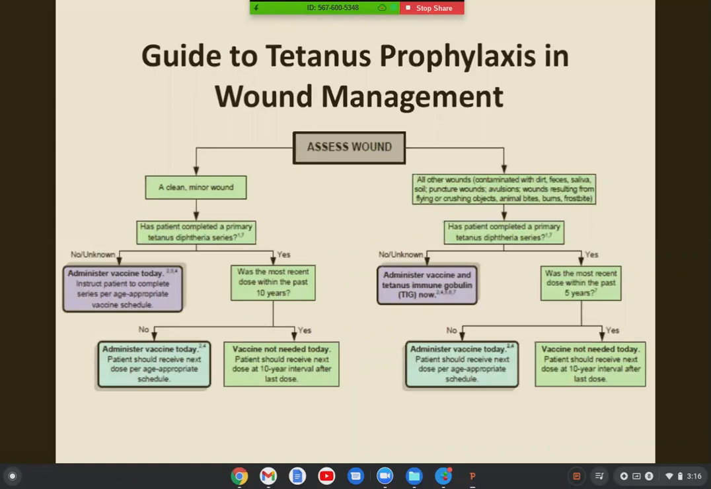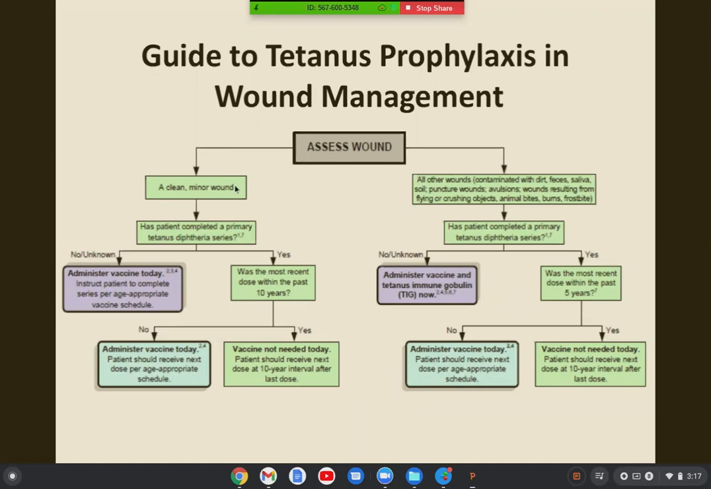The guideline to treat with tetanus prophylaxis is very simple. If you are dealing with a clean and minor wound, and the patient has completed the primary tetanus diphtheria vaccine series, and you are aware that the patient was vaccinated in the last 10 years, then no new vaccine is needed today. If status is unknown, then you give the vaccine, DPT. Either way, if you are not aware about the 10-year schedule, or you know that within the last 10 years this patient has not received it, you give the appropriate dose and you administer the vaccine.